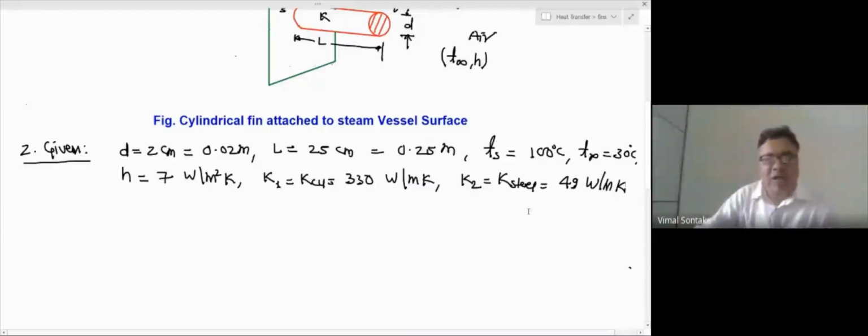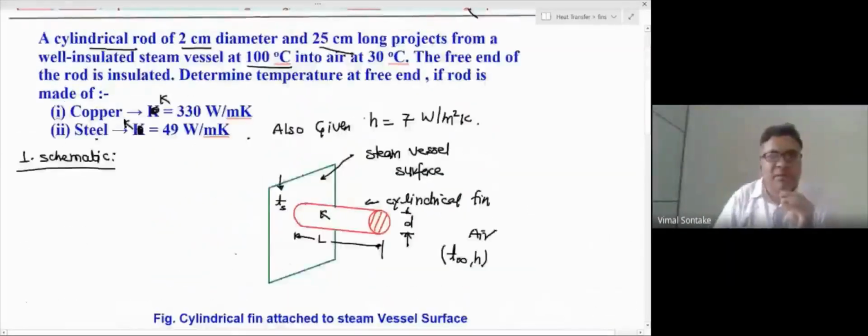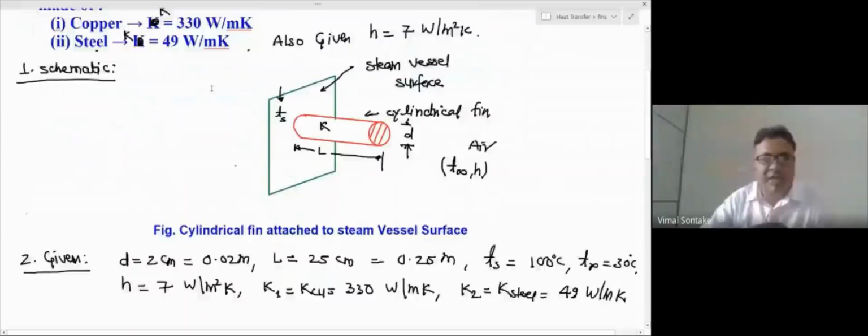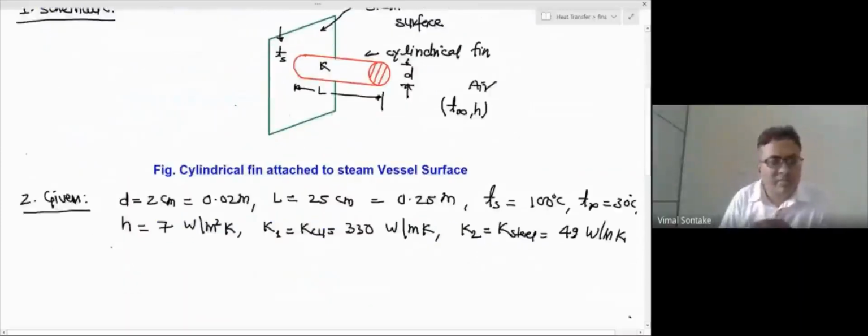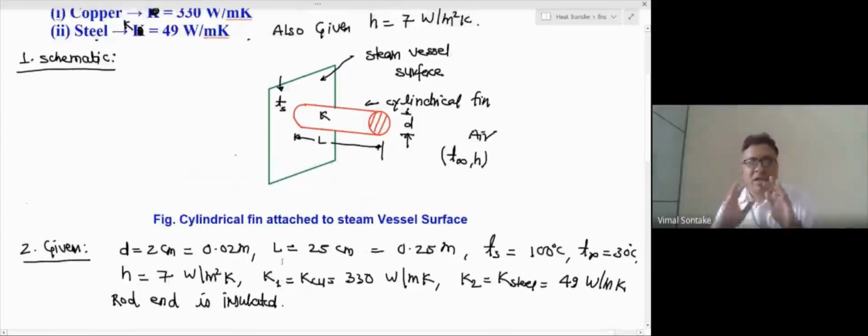Along with these numerical parameters, very important parameter is given here. What is that? This one. The free end of the rod is insulated. Let me enlist first. Rod end is insulated. Now see, what is the importance of this rod end is insulated?